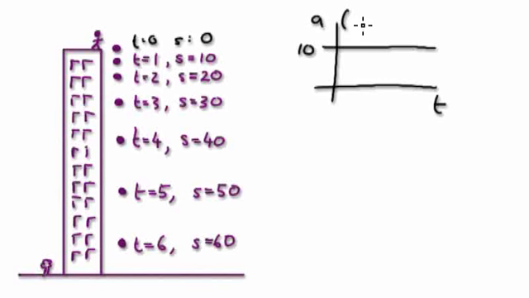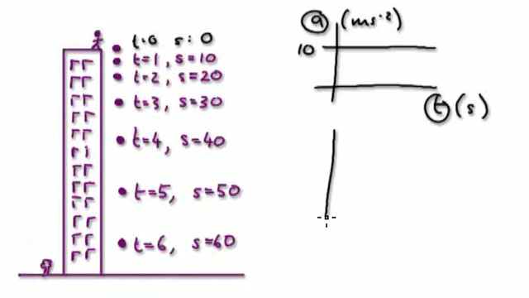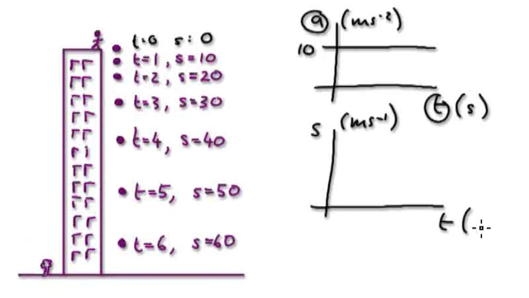Okay, so the unit of acceleration is meters per second squared, and time is measured in seconds. So your acceleration time graph will look like this for this cannonball here. Now the speed time graph here, and remember speed is meters per second, and time is seconds. Your speed time graph will look like this. And the gradient here is 10.